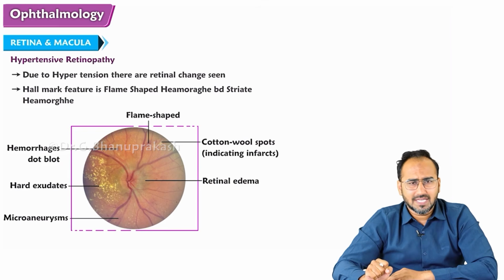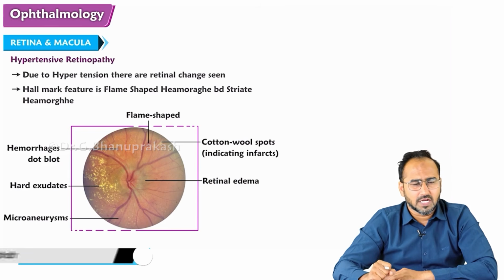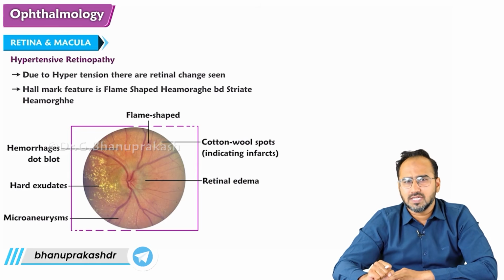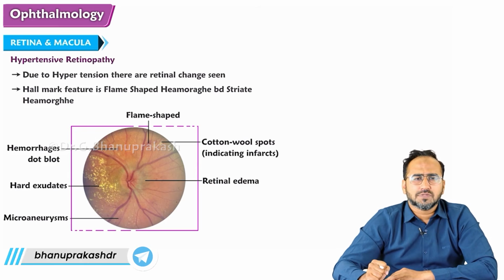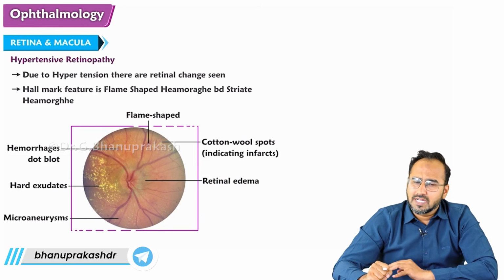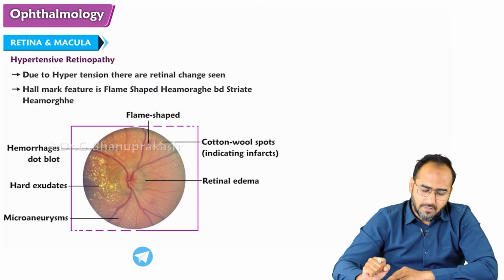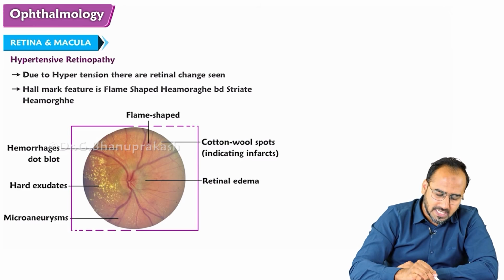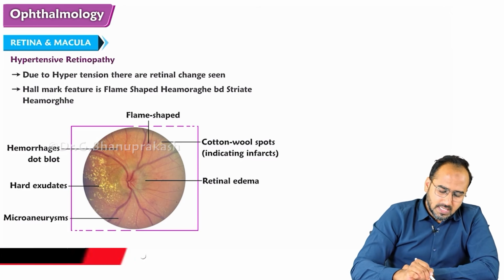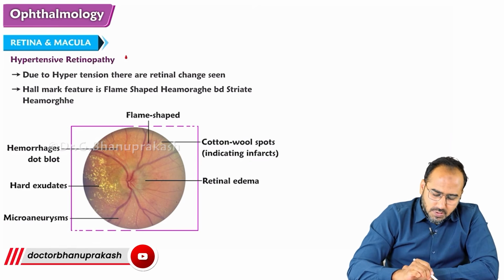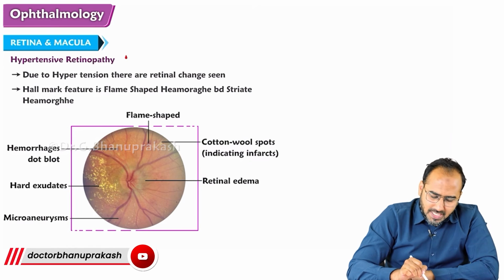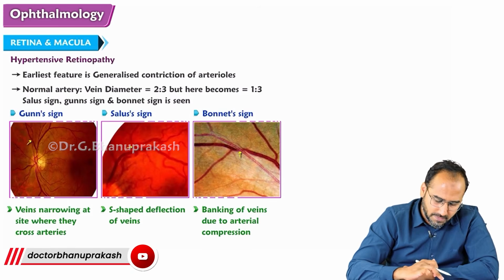Okay, all the arteries inside the body will undergo what? Constriction. In hypertensive retinopathy also there is arteriolar constriction. The diameter of the artery is very much narrowed. Remember, guys, we are discussing hypertensive retinopathy. Hypertensive retinopathy is due to long-standing hypertension. Some changes in the retina are seen. That is called hypertensive retinopathy.